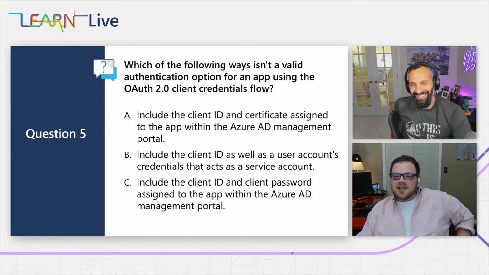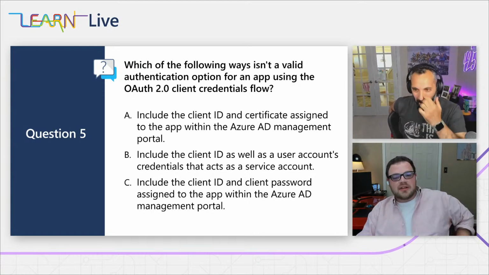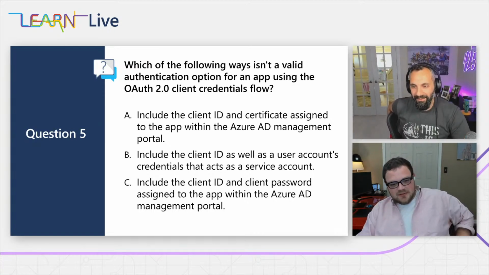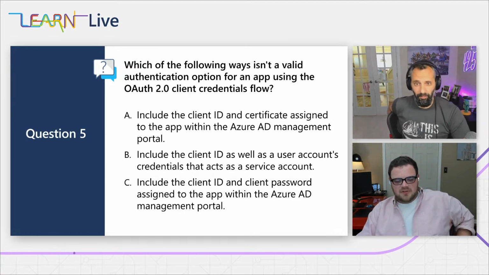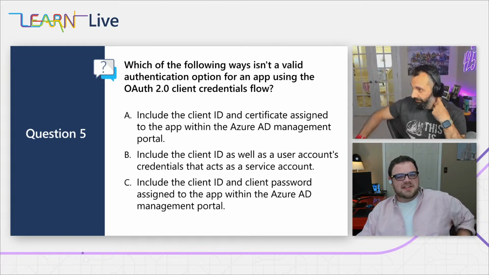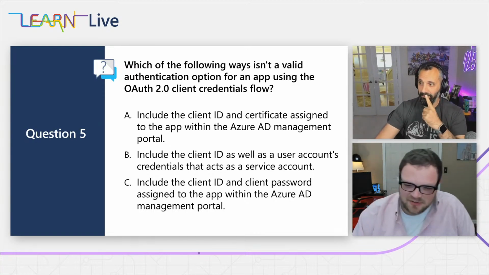Which of the following ways isn't a valid authentication option for an app using the OAuth 2 client credentials flow? Include the client ID and certificate assigned to the app within the Azure AD management portal. Include the client ID as well as the user account's credentials that act as a service account. Include the client ID and client password assigned to the app within the Azure AD management portal. Which of those is not valid, Christos? What do you think?